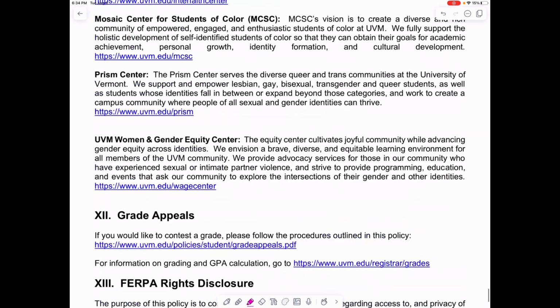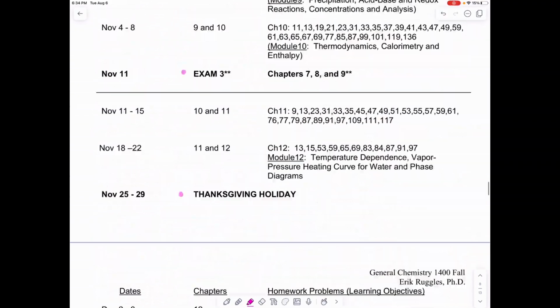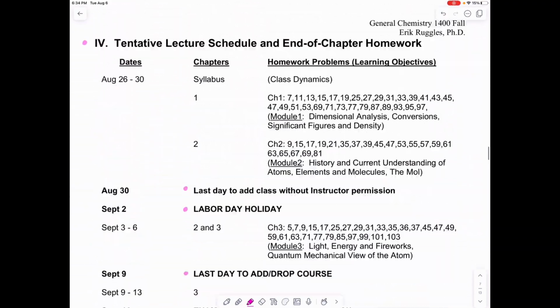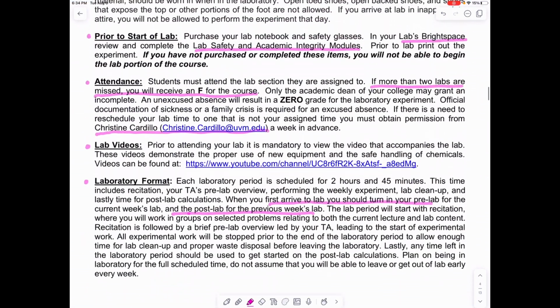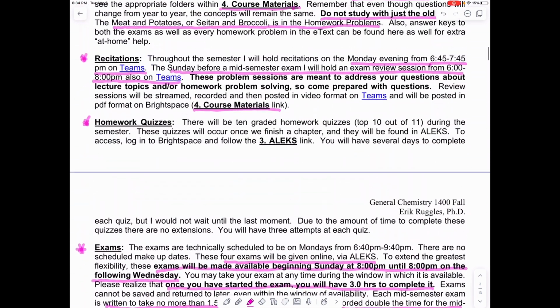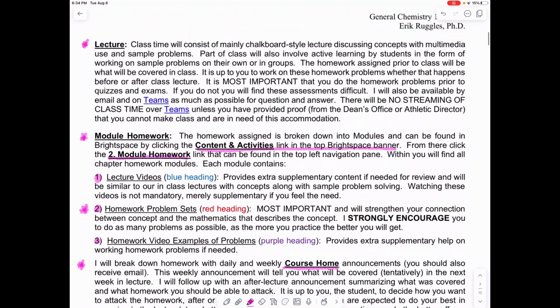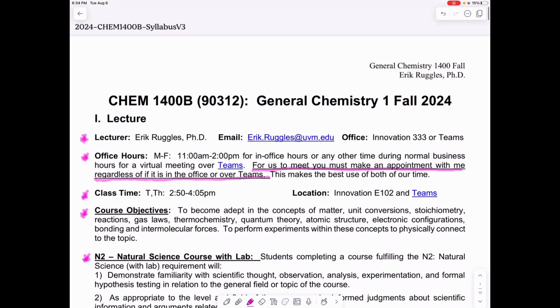So that is basically a quick run through the syllabus. I ask that you take the time to walk through it yourself and make sure you understand all the points that have been made, and that you have a good idea of how this class is going to be run, as well as what is expected of you and the resources that are available to you.